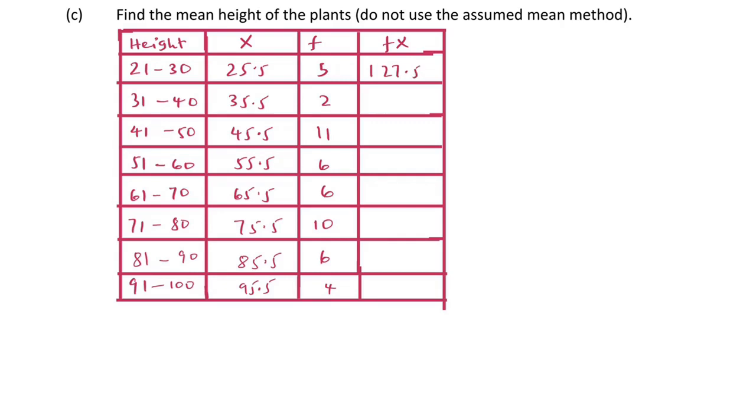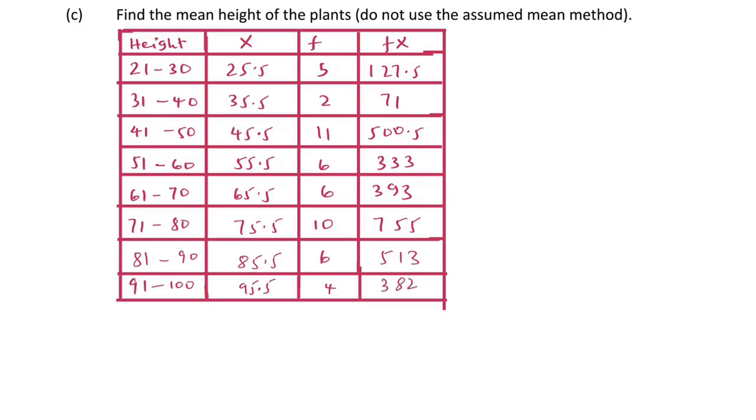127.5. Using the same approach, the next value for the next class is going to be 71. The next is 500.5. Next is 333. Next is 393. Next is 755. Next is 513. And the last one is 382.